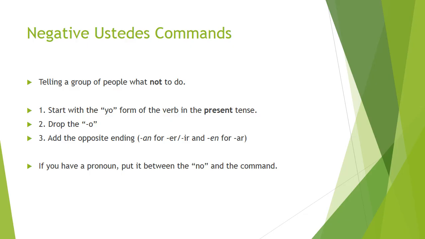Negative Ustedes commands are used to tell a group of people what not to do. To form one, you start with the yo form of the verb in the present tense. Then you drop the o and add the opposite ending, which is an for er and ir verbs and en for ar verbs. If you have a pronoun, it goes between the no and the command.